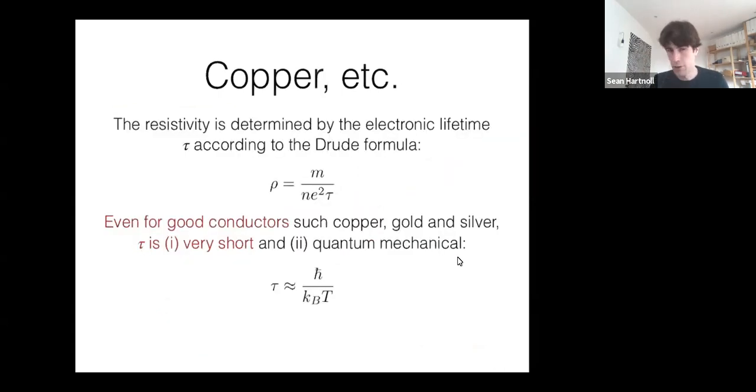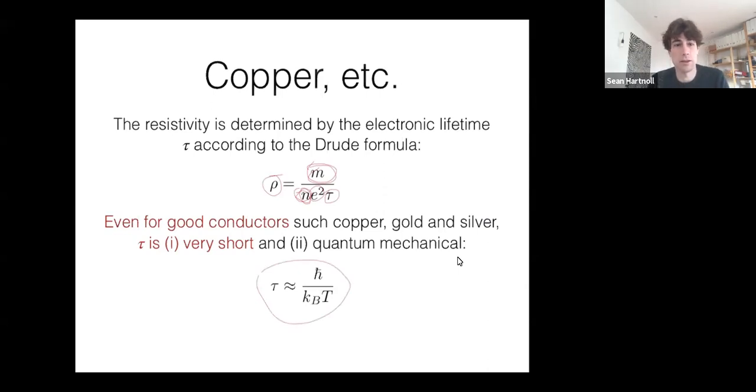Now if you want to be a bit more precise, the resistivity is determined by the Drude formula. The resistivity is set by the mass, the number of carriers, the charge of the carriers, and their lifetime. If you take that plot on the previous page and you put in things that you know, how many electrons there are, what their mass is, you'll find that the tau that you extract is given by this quantity, hbar over kBT.